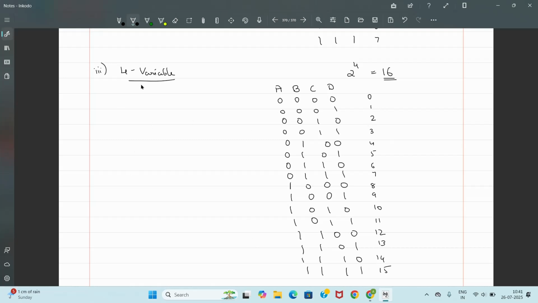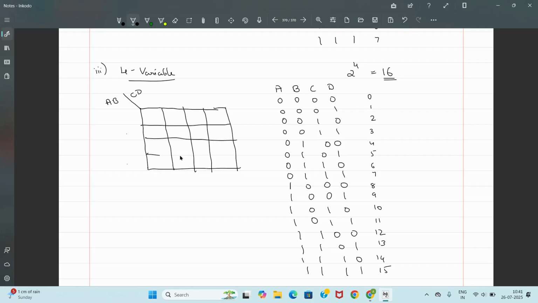Now I have to arrange this table in such a form that I get a total of 16 boxes so that I can put these 16 numbers. Since I have four variables, I need to assign some of them to rows and some to columns. I'll divide them equally. I'll take two variables for rows and the remaining two variables for columns. If I have two variables, then I can get four combinations. So I will have four rows and four columns.